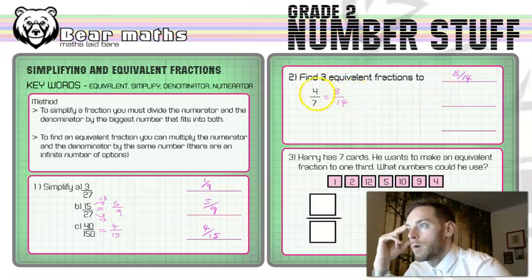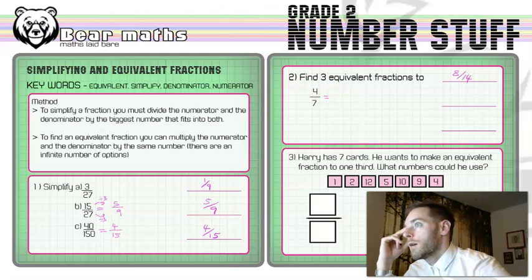Okay, if we multiplied by, I'm just going to whiz that one out. If we multiplied by 3, I'll just write down what we're doing as we're doing it. So multiply both numbers by 3, we're going to get 12, and we're going to get 21. So there's another one that we could use.